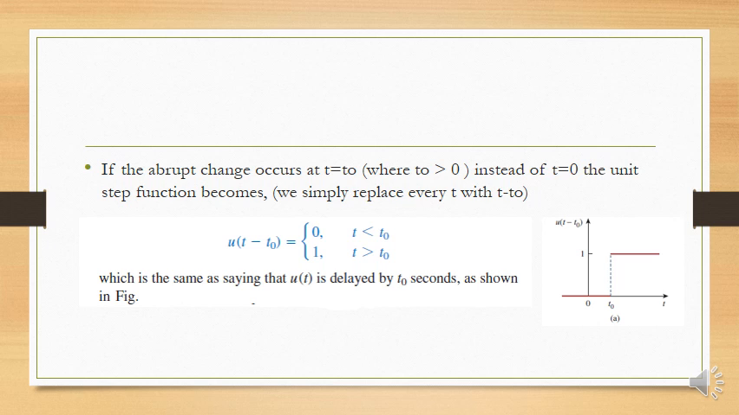Then what would happen where t naught is greater than 0? Instead of t is equal to 0, the unit step function will become u of t minus t naught. This is t at 0 and this is t naught. So we may say that u of t minus t naught is 0 for t less than t naught. For less than this value it is 0 and 1 for greater than this value, right? It is called a delayed function.